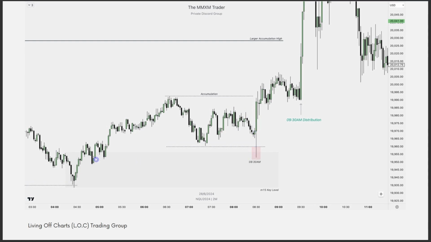We had that 15-minute order block, and this is obviously a 2-minute chart. So this is a lower time frame than the 15-minute. And we're using again a key level to find our accumulation, then manipulation into that key level. And notice how the accumulation again is just above that key level. Then at the right time we manipulate down lower, then a reversal into an expansion, and then we can see over here 9:30 distributes higher into that larger accumulation high.